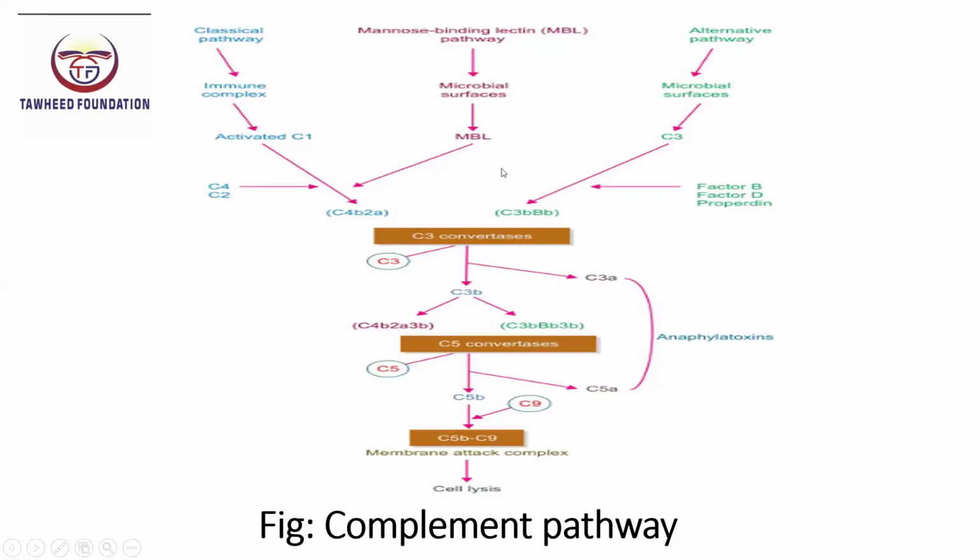Next is the lectin pathway. The lectin pathway is activated when mannose-binding lectin, that is MBL, binds to sugars, that is mannose residues on pathogen surfaces. MBL then activates MASP enzymes, which cleave C4 and C2, leading to the same C3 convertase found in the classical pathway.